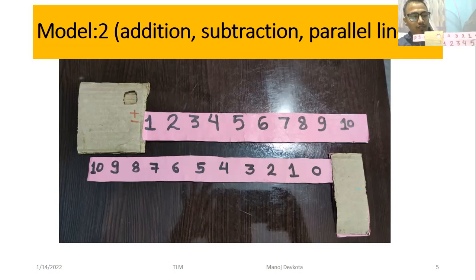And for the subtraction, what I'm going to do is, this is 5, right? And 5 minus 1 is 4. 5 minus 2 is 3. 5 minus 3 is 2. 5 minus 4 is 1. 5 minus 5 is 0. So in this way, I can also teach addition and subtraction.